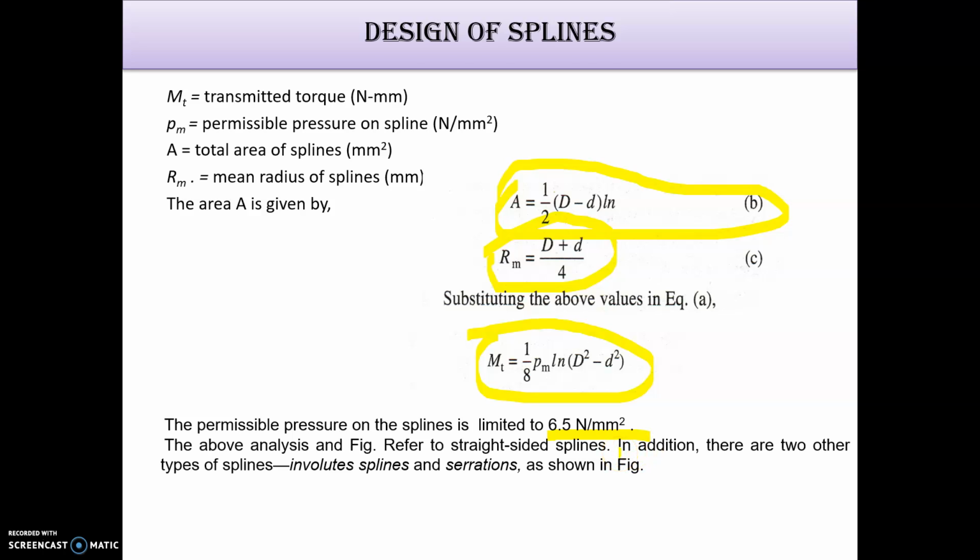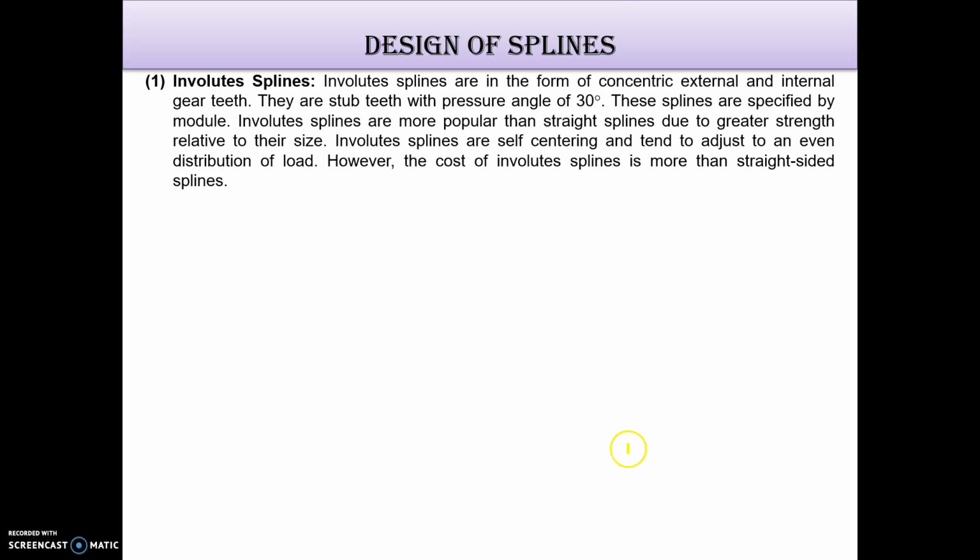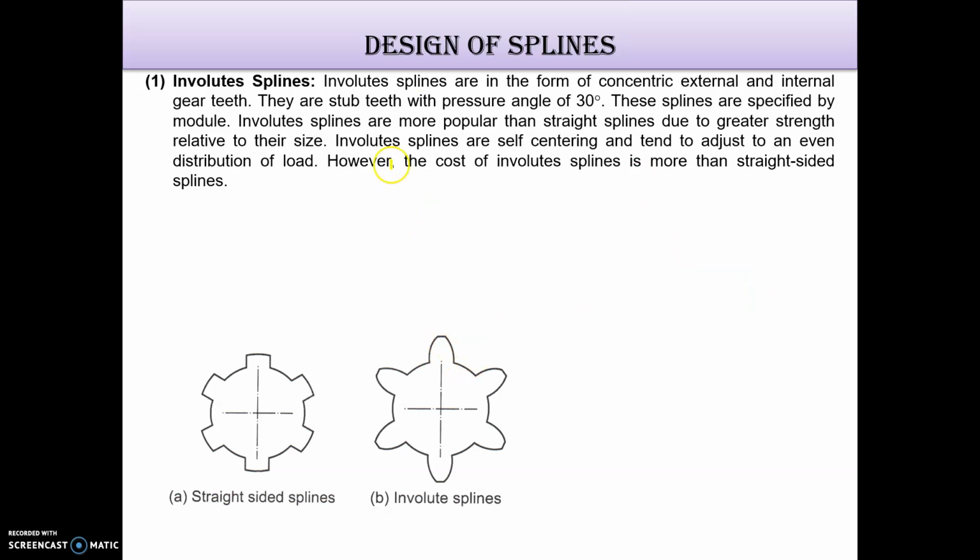And we have some more different types of spline. Let's see. One is the involute spline. The straight-sided spline, which we have already seen in the previous slide, is the general spline shaft. Then the involute spline has a structure like a gear, with an involute profile. This involute profile helps give less friction. They are stub teeth with a pressure angle of 30°. These splines are specified by modules also, and involute splines are more popular than straight splines due to greater strength relative to their size. The straight spline creates more stress concentration, and the involute creates less stress concentration. Involute splines are also self-centering and tend to adjust to an even distribution of loads.